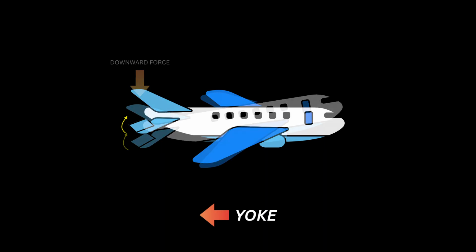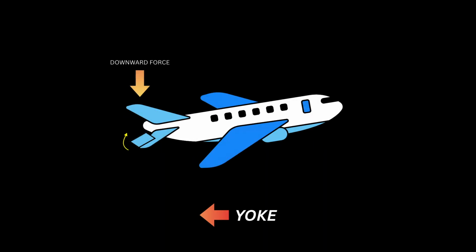For instance, if the pilot pulls back on the yoke, the elevators deflect upward. Elevators that are up create a downward force on the tail. Naturally, when the tail goes down, the nose rotates up. The inverse would be the case if you push the yoke forward instead.